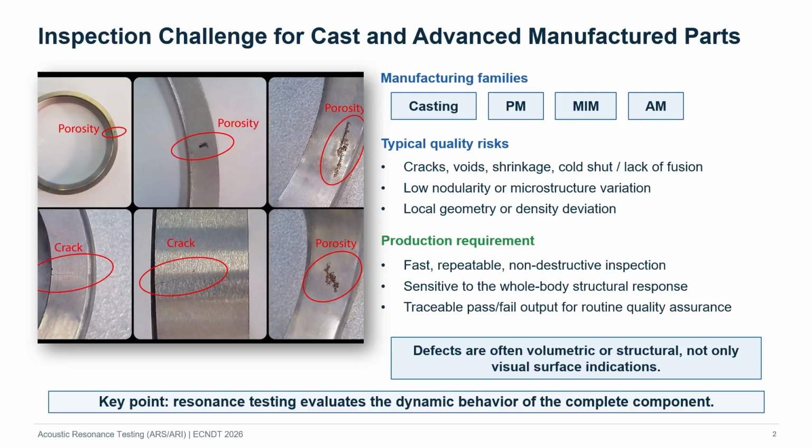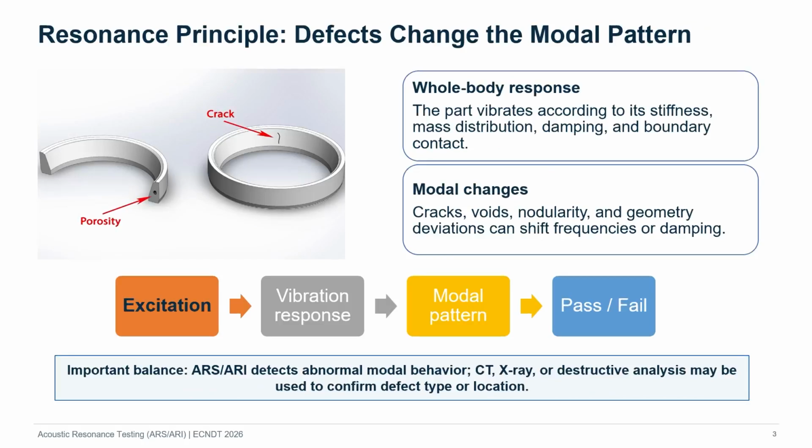Acoustic resonance is useful because it evaluates the dynamic behavior of the complete component. The basic principle is simple. Every part has natural vibration modes. These modes depend on stiffness, mass, damping, and the boundary contact during testing. If there's a crack, void, nodularity problem, or geometry deviation, some modal frequencies or damping values can change. The system detects this abnormal modal behavior.